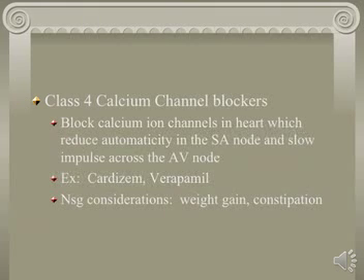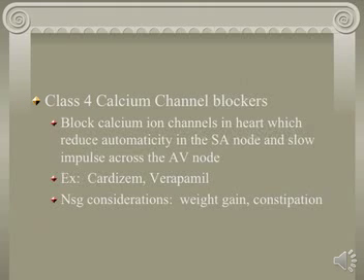Class 4 calcium channel blockers block calcium ion channels in the heart, which reduces the automaticity in the SA node and slows impulse across the AV node. This results in decreasing the rate and conduction, as well as decreasing oxygen demand and cardiac workload, and increasing oxygen in the myocardium, which is a good thing. They can stabilize certain dysrhythmias, but also cause lethal ventricular dysrhythmias. Two examples are Cardizem, also known as diltiazem, and verapamil, also known as Isoptin.